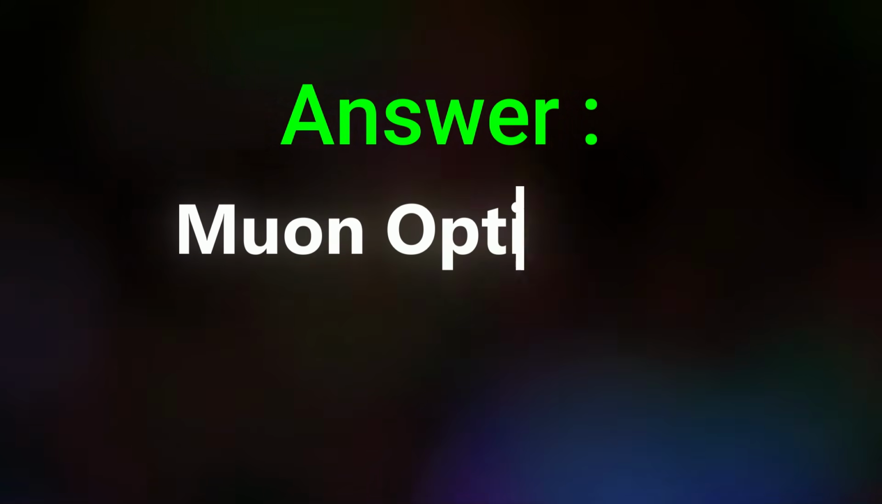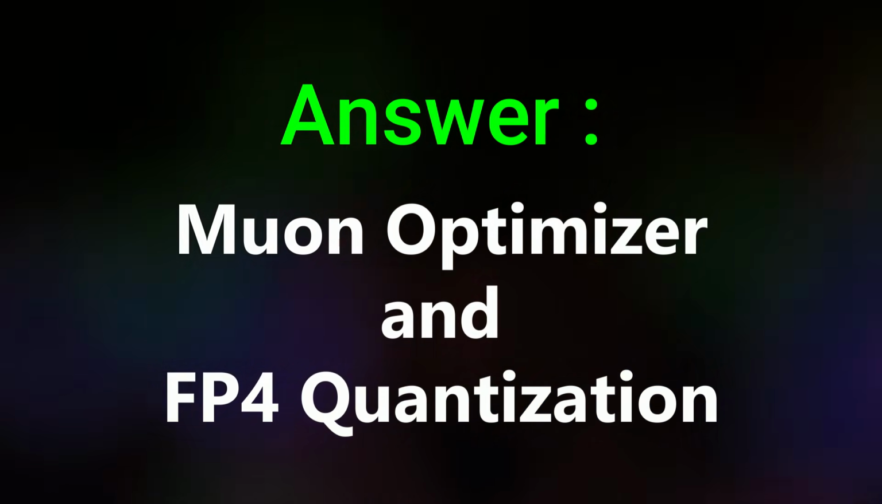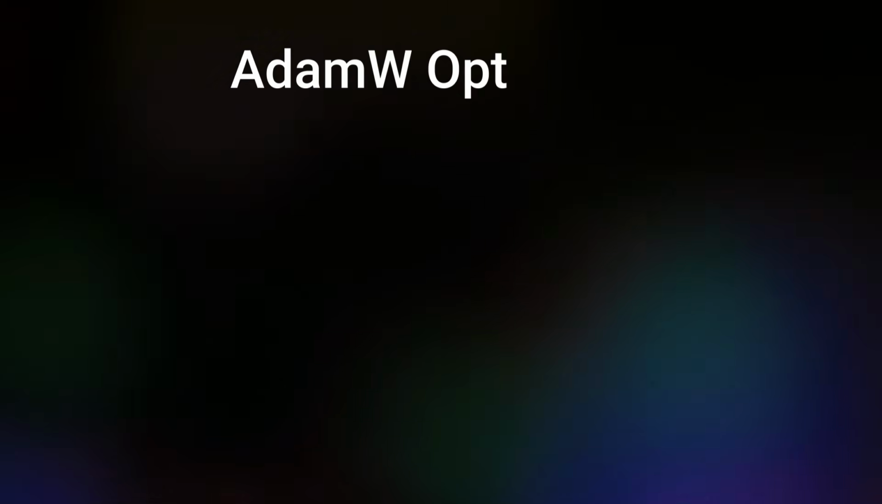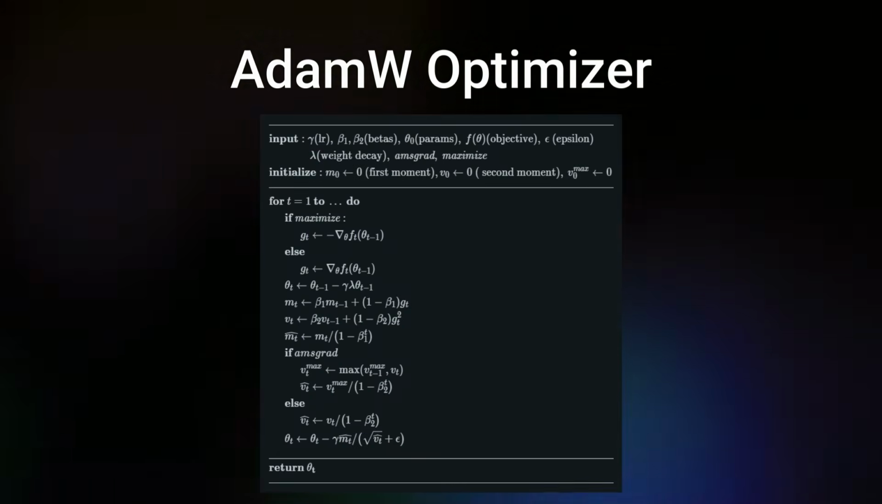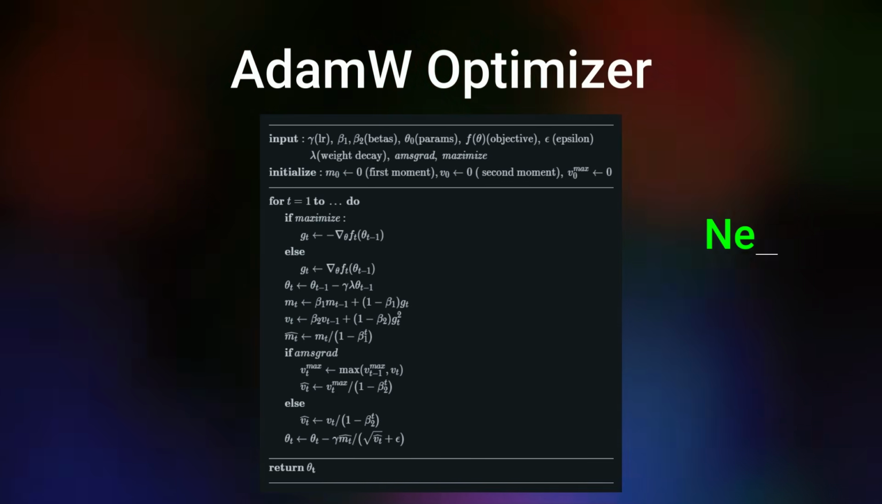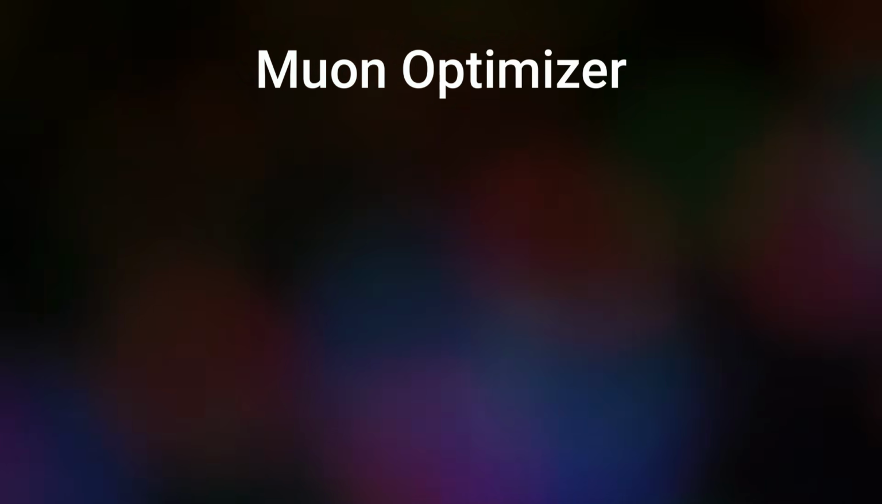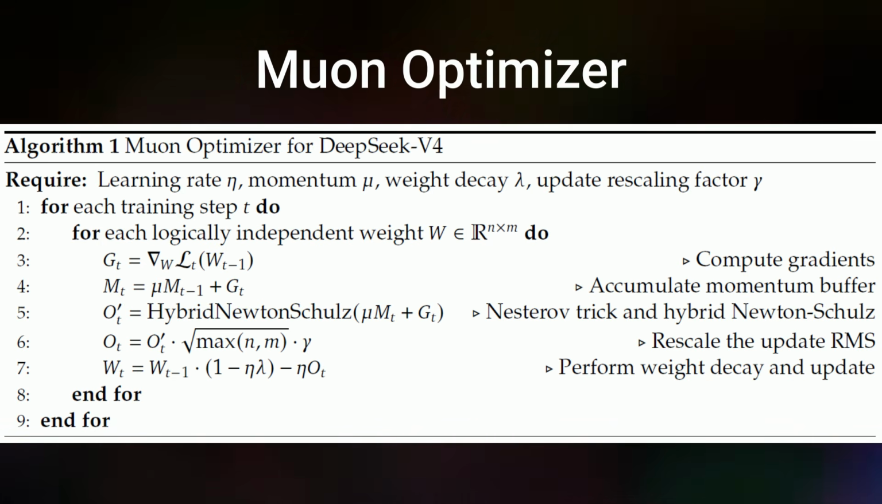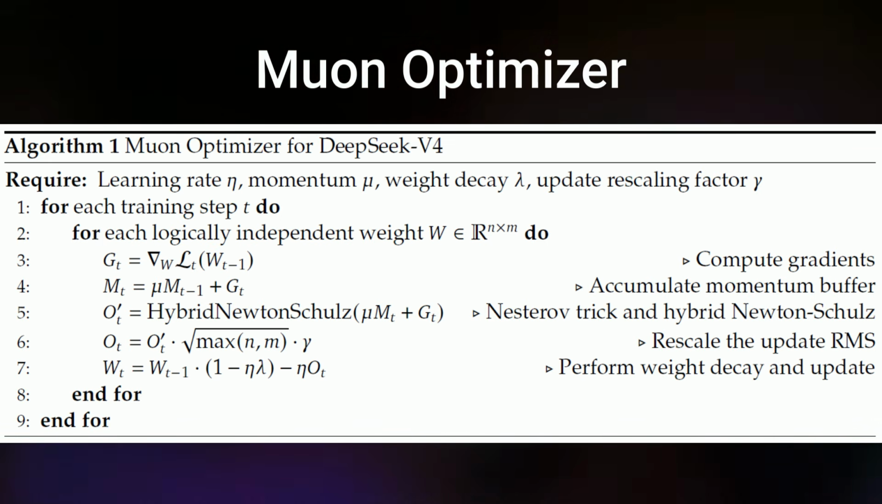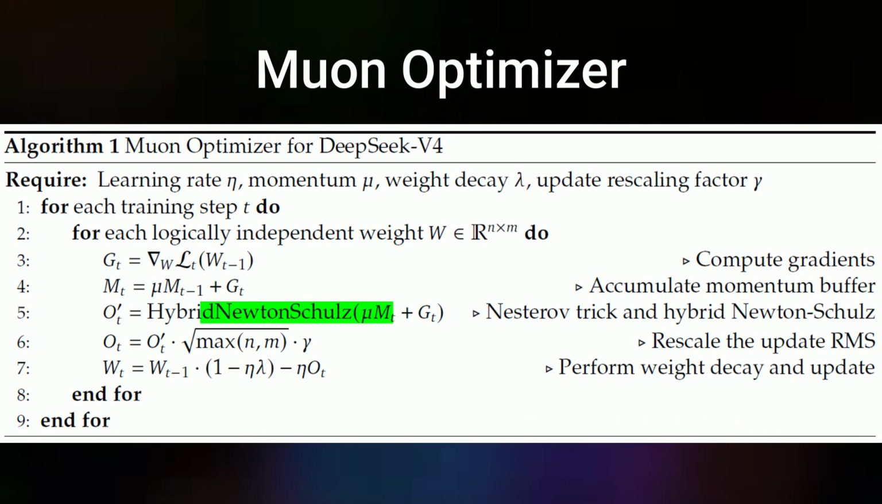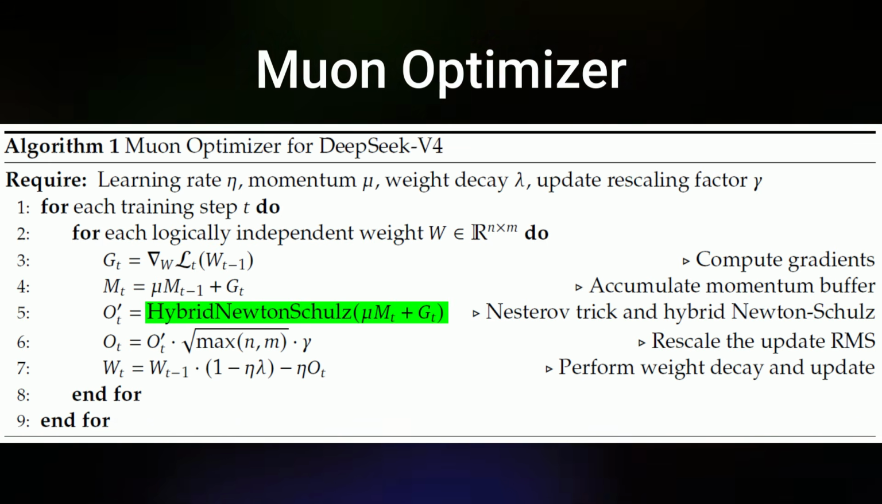And DeepSeek made two massive upgrades here: Muon Optimizer and FP4 Quantization. Let's break it down. Most models today use something called AdamW for training. It works, but at trillion parameter scale it is not enough. DeepSeek replaced it with Muon, and Muon is much smarter. Instead of normal weight updates, it uses something called Newton-Schulz iterations to make updates more organized.